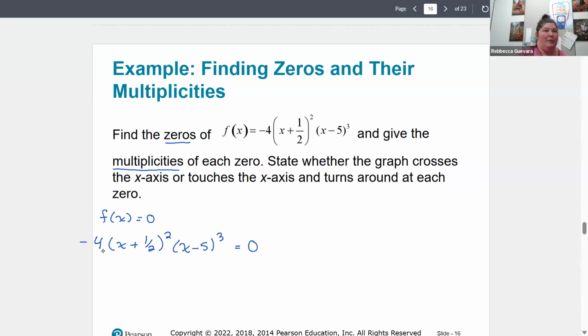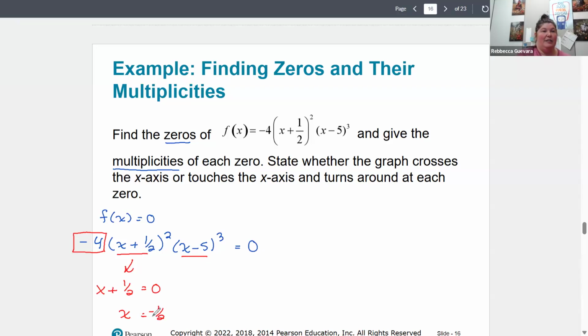We don't have to worry about this -4 here because nothing is going to make that -4 zero, so it has no effect on zeros. What we need to be concerned with is these factors right here. It doesn't matter what the multiplicity is, because if I broke that down, I'd just have an x plus 1/2 and an x plus 1/2, like we saw earlier with the x minus 2. We just need to look at this part and figure out when it is equal to 0.